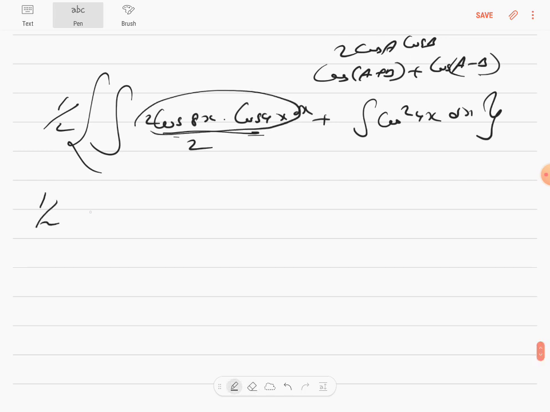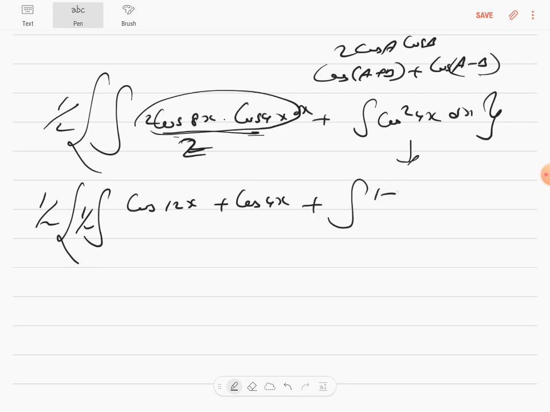So it's 1 by 2 into integration of cos(a+b) plus cos(a-b). But this 1 by 2 is also there, only for this term there's a 1 by 2. Plus this can be integrated as 1 plus cos of double the angle, by 2. Whenever you see cos square, it's always 1 plus cos of double the angle by 2, using the 11th standard formula.